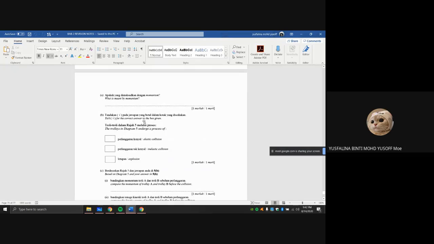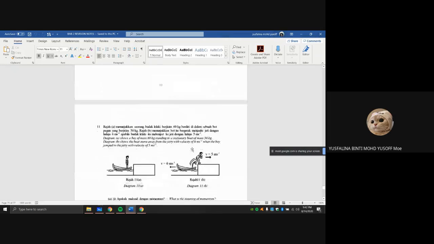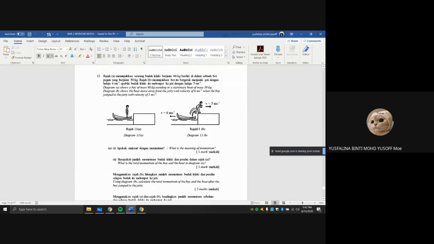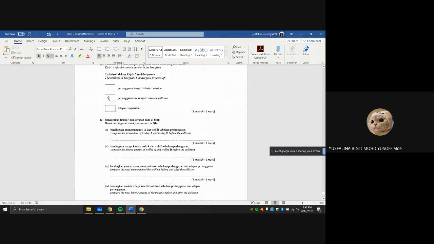Okay, this one again asks you the meaning of momentum. So again, mass multiplied by velocity. Next, it says tick the correct answer in the box given. So you have to know whether this is an elastic or inelastic collision. This one you can see the trolleys stick together, so it is inelastic. Like the boat and the boy before, that one is elastic, because they are not moving together; they split after the collision. But this one is inelastic, so you tick inelastic.